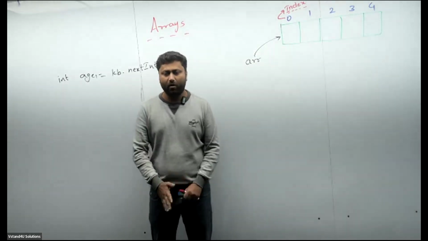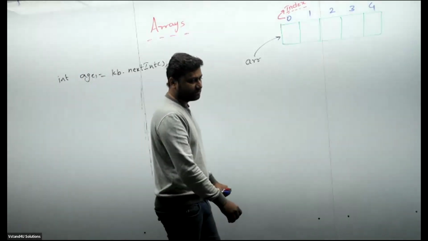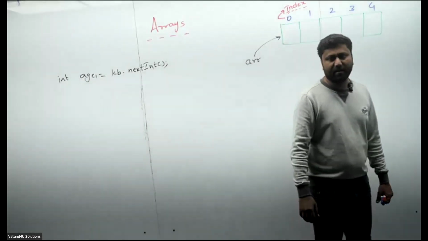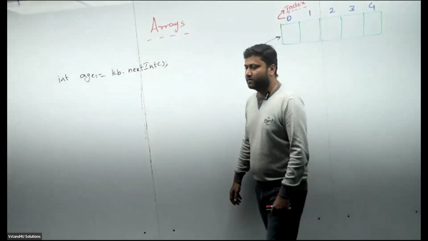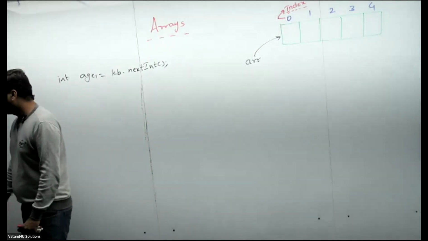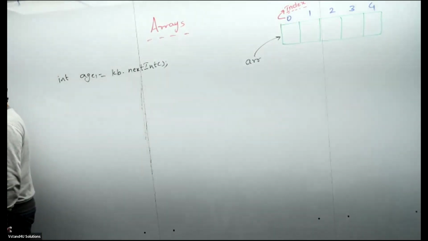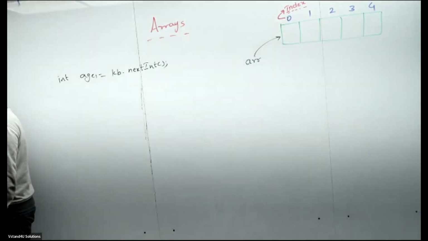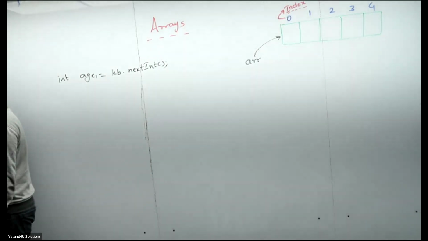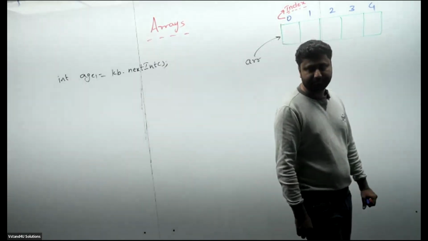Arrays are objects in Java. Arrays are non-primitive, hence treated as objects. Arrays are non-primitive, hence are treated as objects. Done.